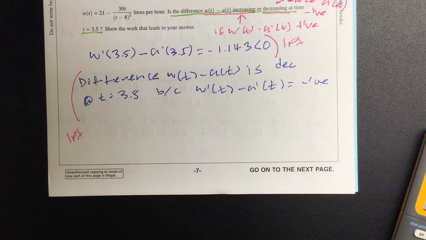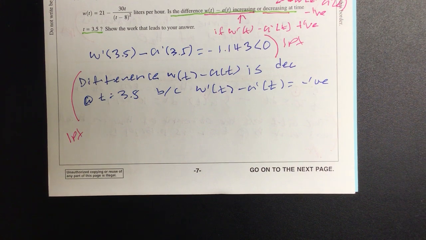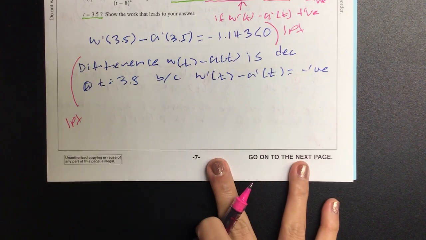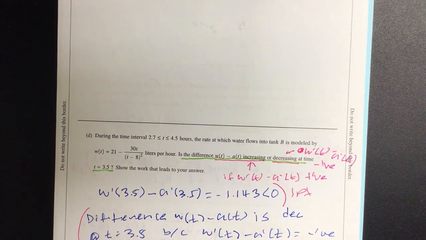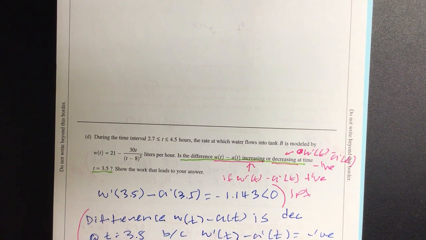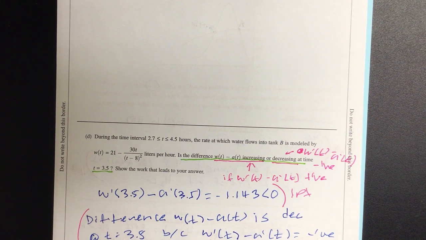All right, let's look at part C. Okay, Marissa, go ahead and read part C, please. The area of the region bounded by the graphs of y equals A of t and y equals B of t for k is less than or equal to t is less than or equal to 2.416 is 14.470. How much water is in tank B at time t equals 2.416?